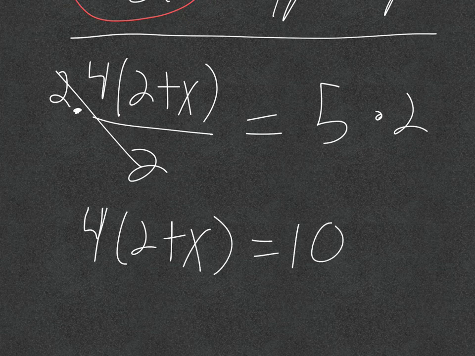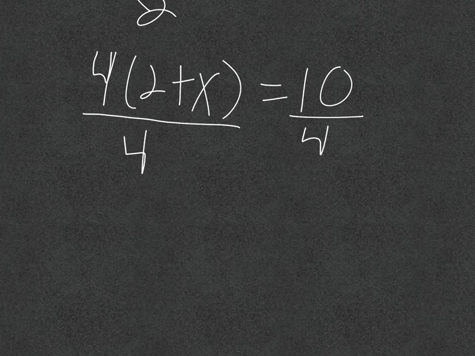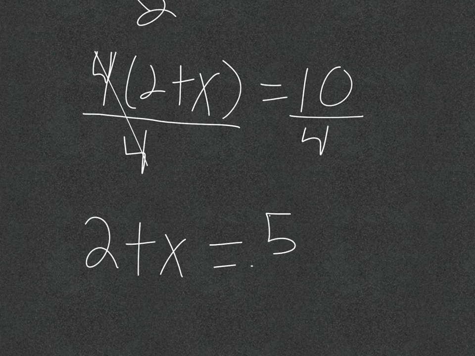Now we've got 4 times all this stuff in the parentheses, so let's get rid of that. Multiplying by 4, that means we need to divide by 4 to get rid of it. The 4's cancel. We're left with 2 plus x equals, we're going to simplify that, 5 over 2, okay? Now what's our final step? These parentheses have nothing outside of them, so we can go inside the parentheses now. We're skipping exponents for now; we'll talk about that later.